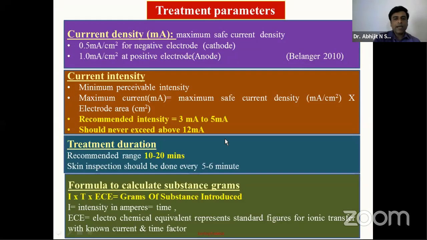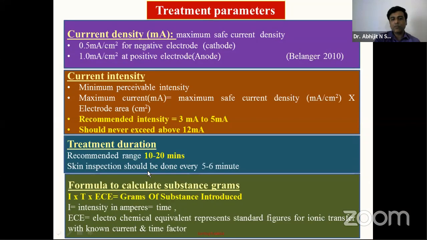Now, what should be the parameters set over the treatment? The current density is the first parameter. It should be 0.5 milliampere per centimeter square for the negative electrode and 1 milliampere per centimeter square for the positive electrode. Current intensity: the recommended intensity is 3 milliamperes to 5 milliamperes and should not exceed 12 milliamperes. Treatment duration, the recommended range is 10 to 20 minutes for the treatment.